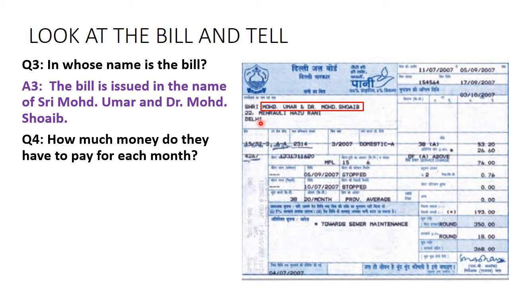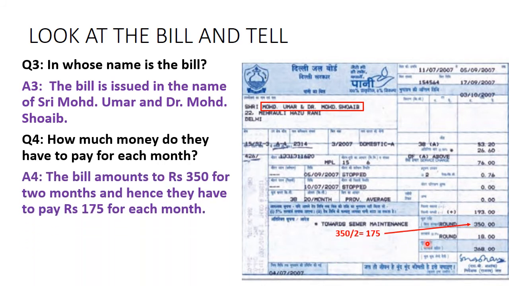Next, how much money do they have to pay for each month? Students, please be careful. It's not the total money but for each month. You can see this bill is from 11th July 2007 to 5 September 2007. So this bill is for July and August, for 2 months. If you see the total amount that is charged by them, it is rupees 350. Now you will say, ma'am, the total amount here is 368. But I will come to why it's written 368.